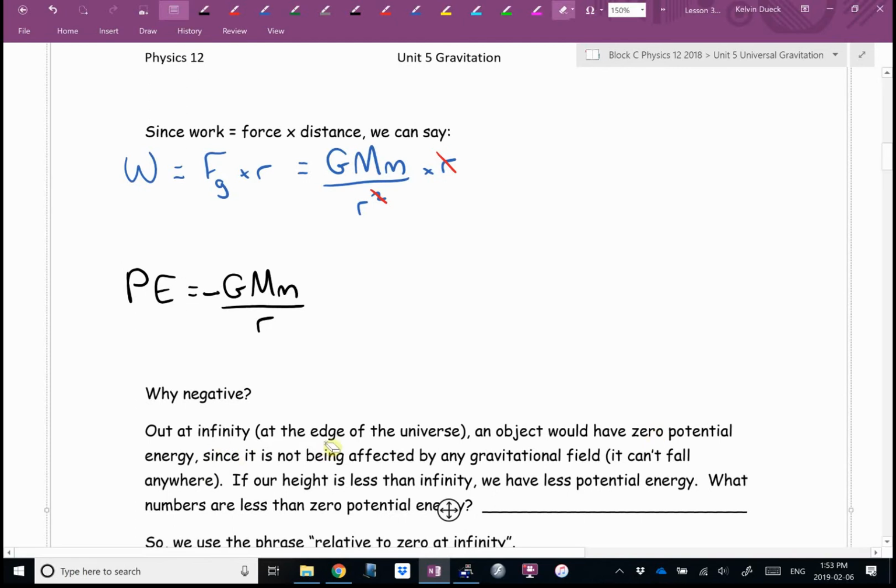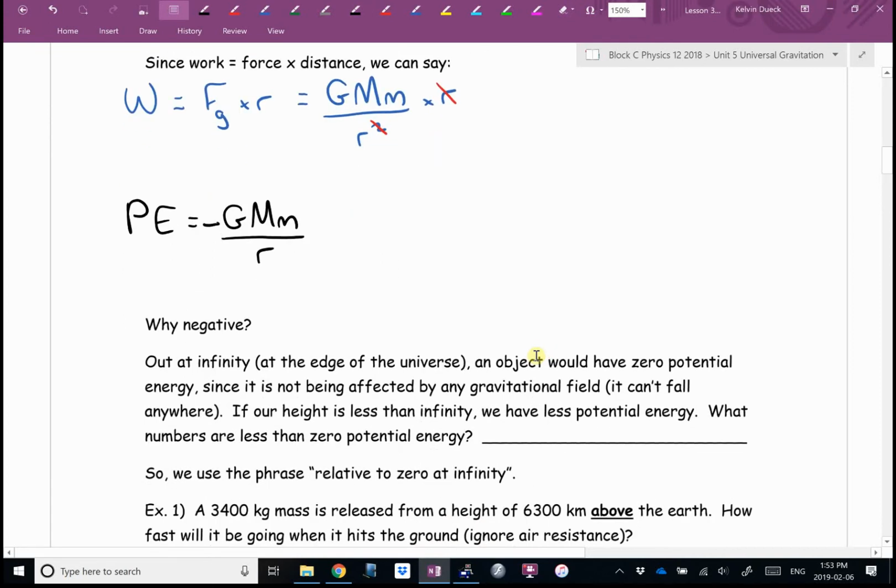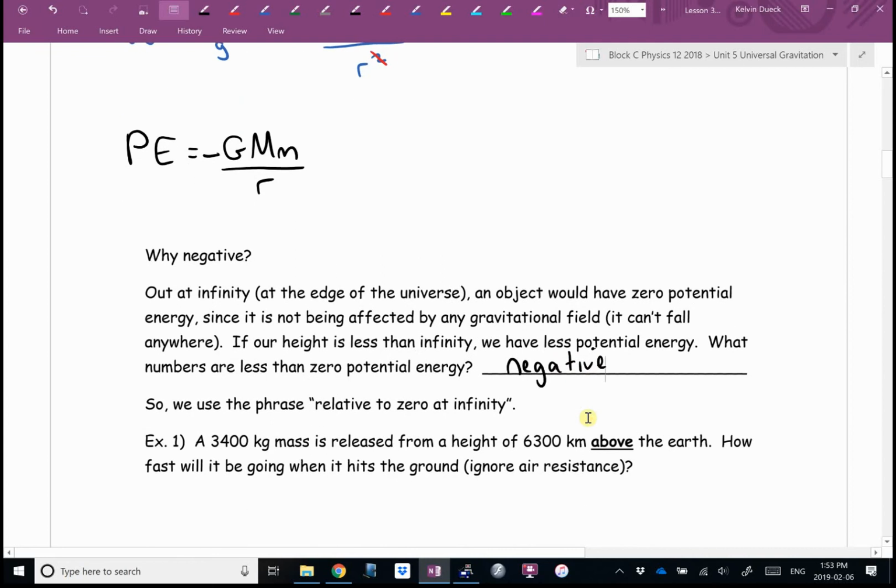Here's what I wrote. Out at infinity, at the edge of the universe, an object would have no potential energy because it's not being affected by any gravitational field. It can't fall. If our height is less than infinity, we have less potential energy. What numbers are less than zero? Negative. In fact, we use the phrase relative to zero at infinity. Often you'll see me abbreviate R, T, Z, A, I. That's a hint. If you see that in a question, I'm saying use the cosmic potential energy equation.